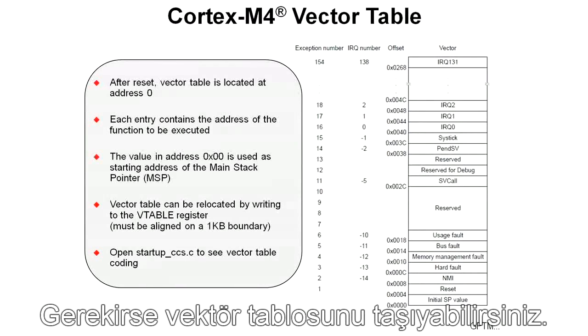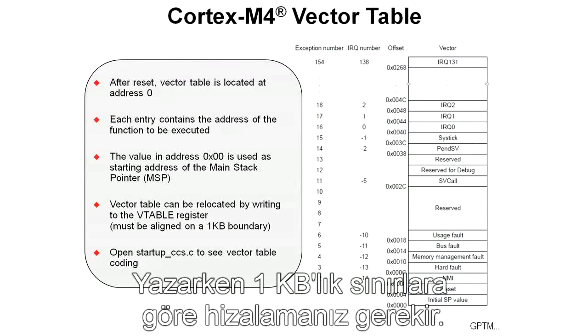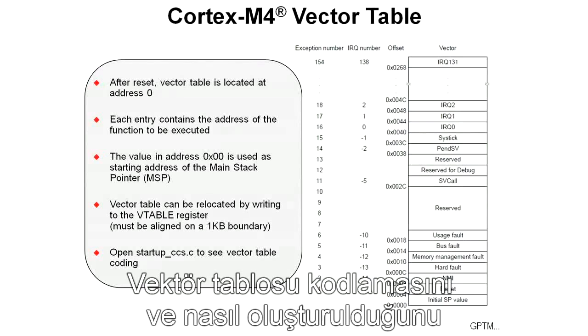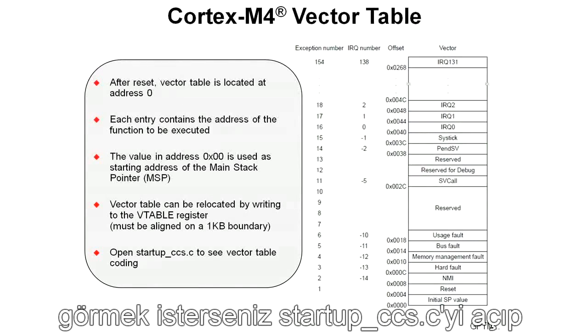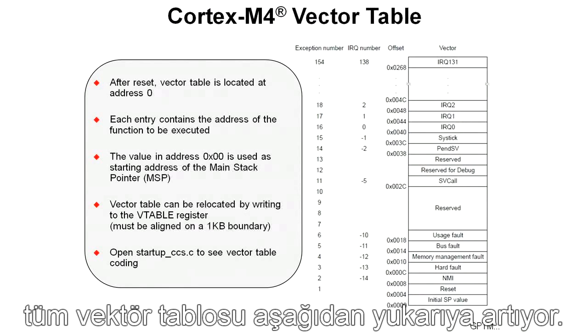You can relocate the vector table if you need to. That's typically done by a bootloader, by writing to the VTABLE register. You have to align this on a 1 KB boundary. If you want to, you can open up startup_ccs.c for editing in your lab to see the vector table coding and how that's done. But you can see this going from bottom to top for the entire vector table.